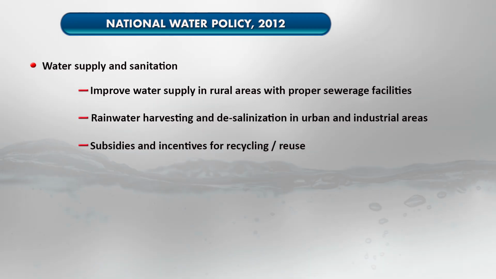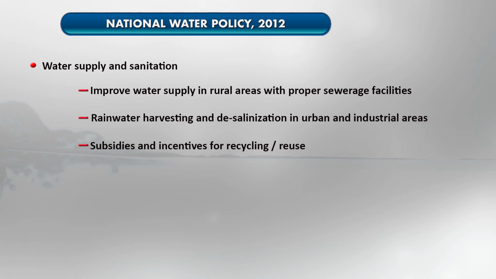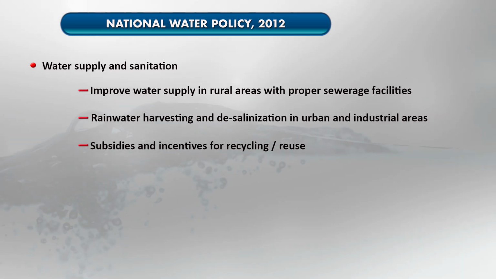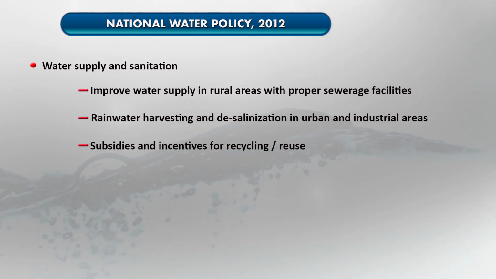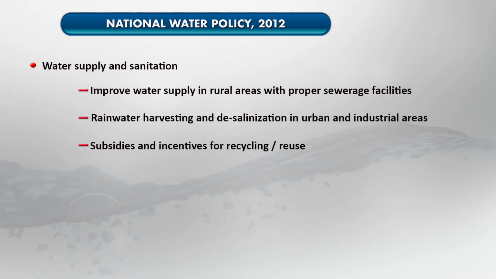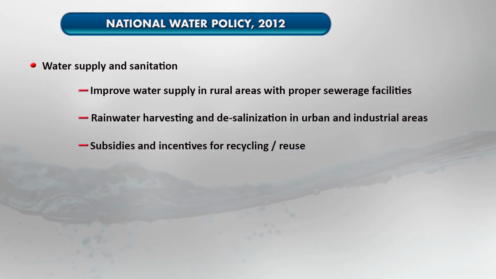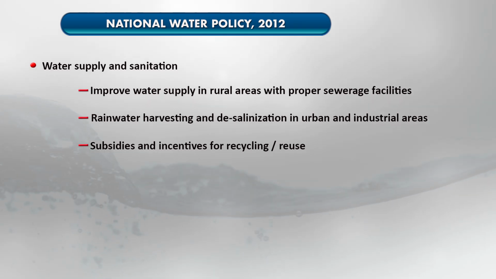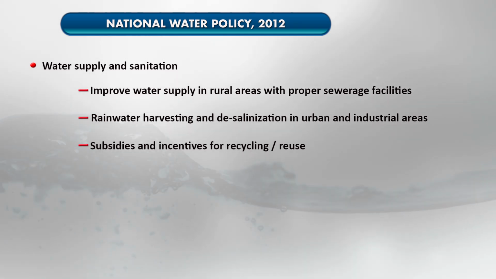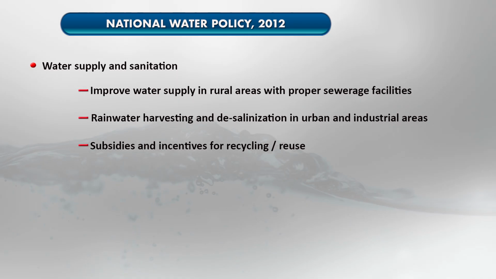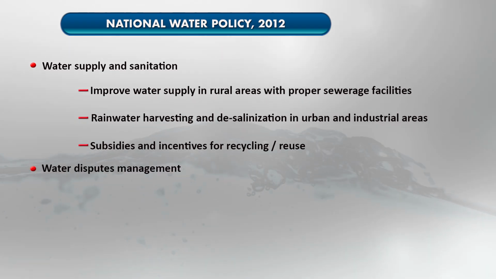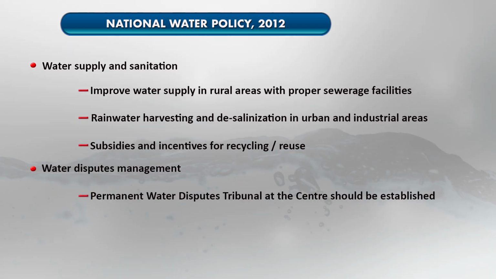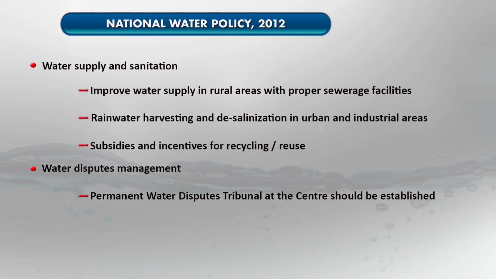And for water supply and sanitation, they have recommended improving the water supply in rural areas with proper sewage facilities, then rain water harvesting and desalinization in urban areas and in industrial areas, and subsidies and incentives for recycling and reuse were also adopted. And for water dispute management, a permanent water dispute tribunal at the center should be established. This was one of the recommendations.